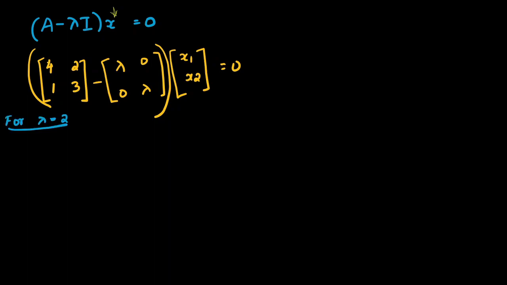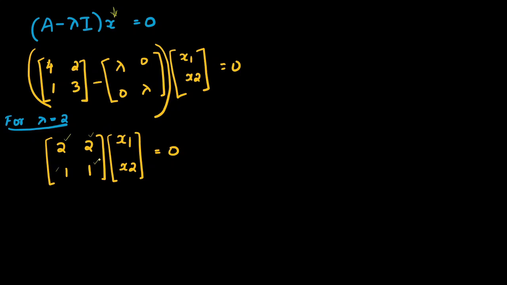So when lambda equals 2, it will be reduced like this: 4 minus 2 is 2, and 2 minus 0 is 2. Then 1 minus 0 is 1, and 3 minus 2 is 1. So it means that when you multiply this, we get 2x1 plus 2x2 is equal to 0 and x1 plus x2 is equal to 0. That means x1 equals minus x2, or x2 is equal to minus x1, whatever. So the vector x1, x2.